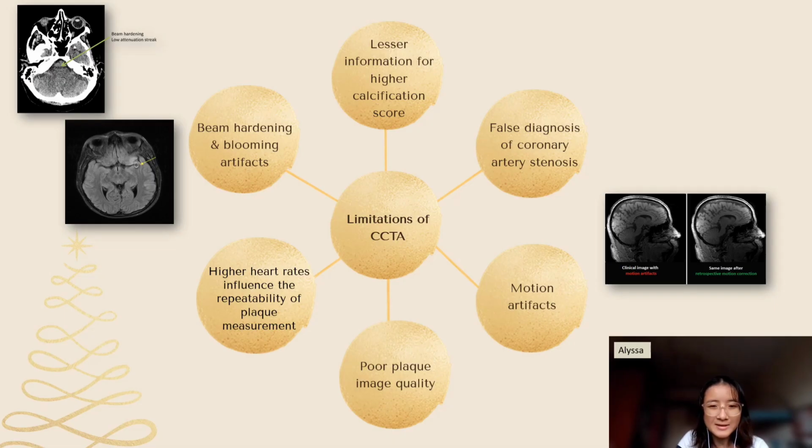So now we'll be taking a look at the limitations of coronary computed tomography angiography in particular. The first one is lesser information for higher classification score. The second one is beam hardening and blooming artifacts. The third one is false diagnosis of coronary artery stenosis. The fourth one is that higher heart rates influence the repeatability of blood measurement. The fifth one is motion artifacts. And the last one is poor blood image quality.